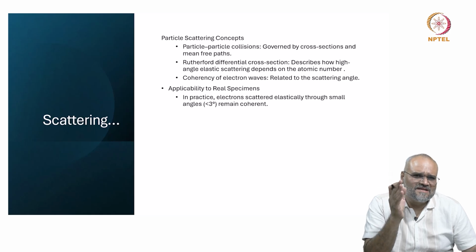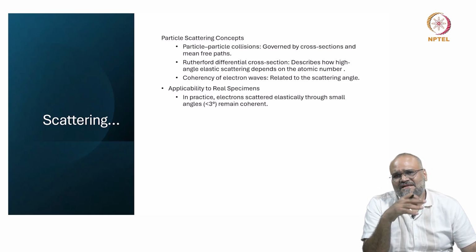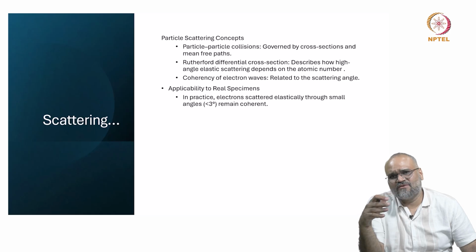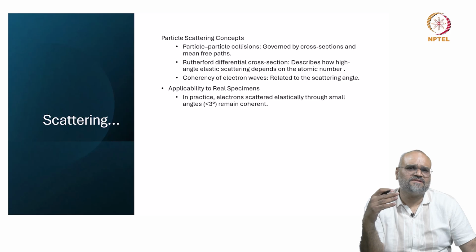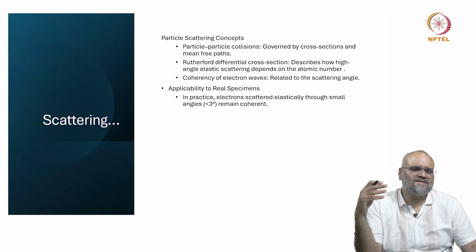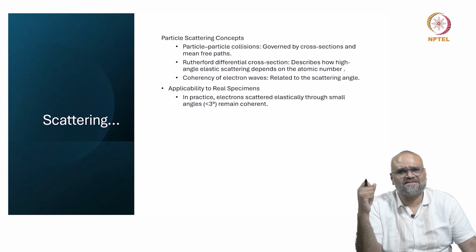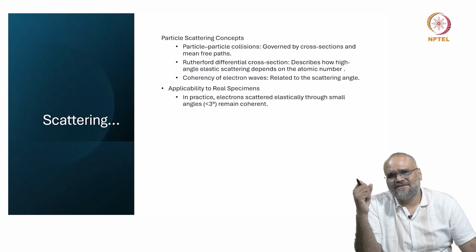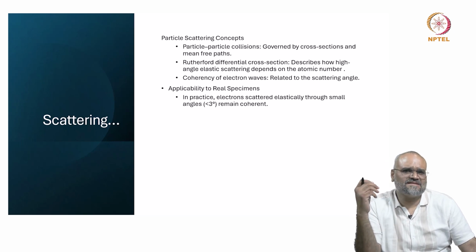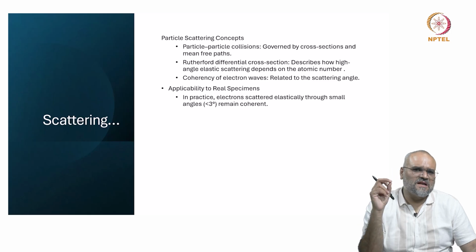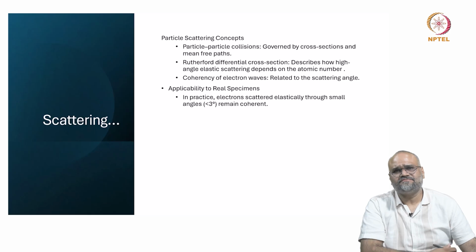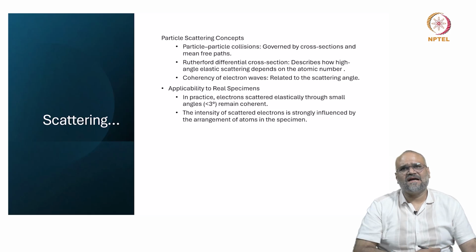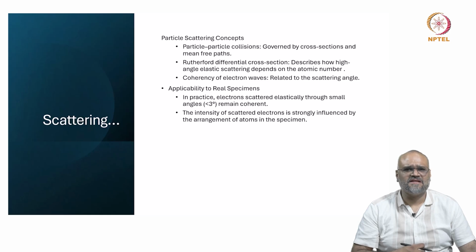It is considered that the inelastic scattering phenomenon, which is also there, accounts for approximately 5 to 7% depending on the accelerating voltage you are at. Say at 300 kV, approximately 5% of inelastic scatter, and around 200 kV, around 7%. These are not absolute numbers but approximate ranges, and they are deviated at slightly larger angles. So the intensity of the scattered electrons is strongly influenced by the arrangement of atoms in the specimen as well.